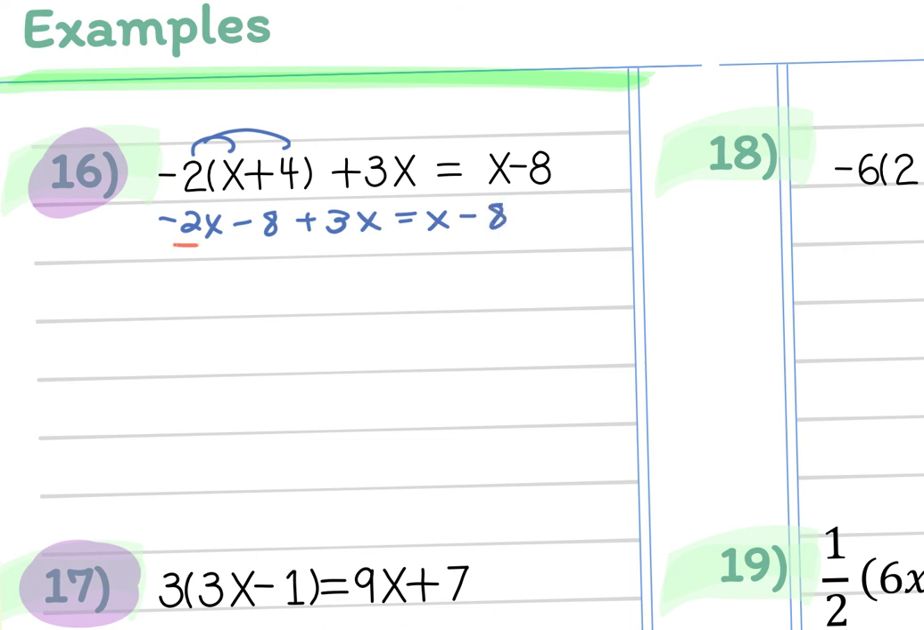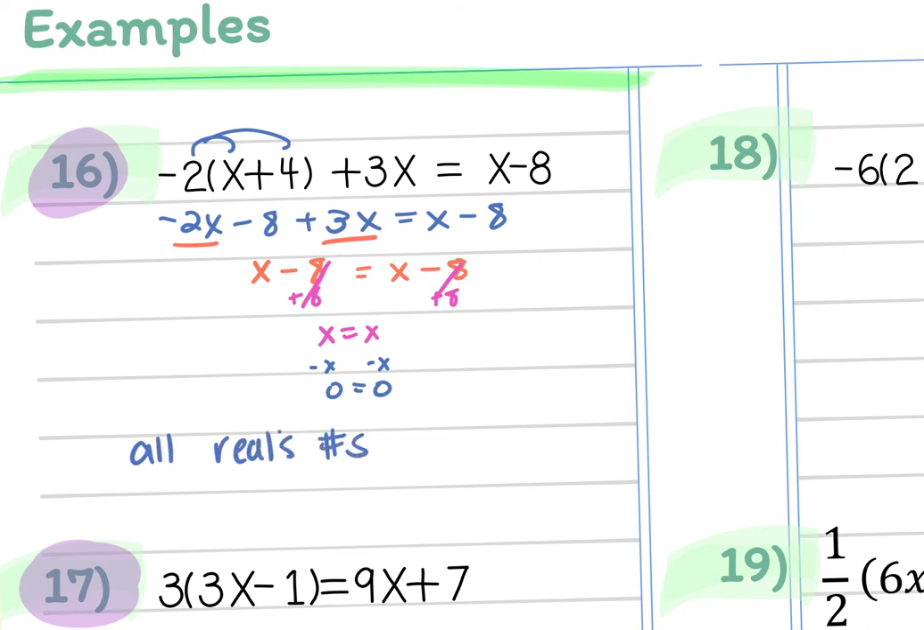On the left-hand side, I'm going to combine my like terms. Negative 2x plus 3x would be x. Minus 8 equals minus 8. If you catch it now, you're done. If you don't catch it, because it's the same thing on either side of the equal sign, then I'm going to keep going. So if I add the 8 and I add the 8, they cancel. And I get x equals x. And you can catch it from there. If I were to subtract the x from both sides, I end up with 0 equals 0. And hopefully you catch it there. This is all real numbers because it's a true statement, and the left side equals the right side.